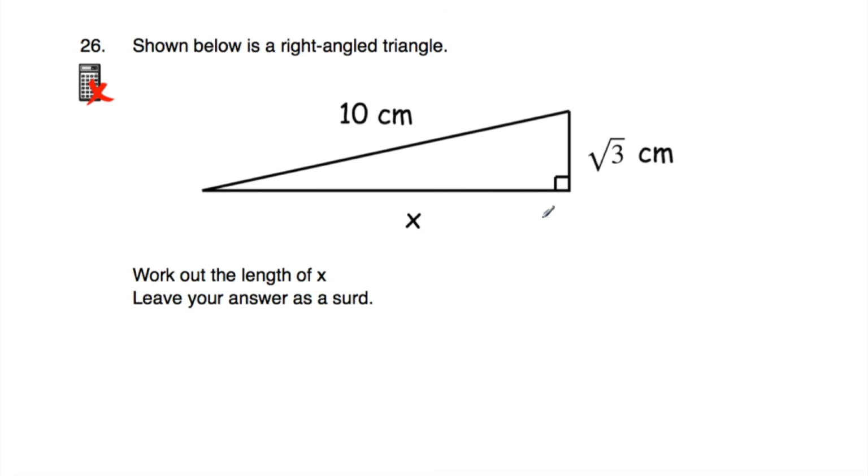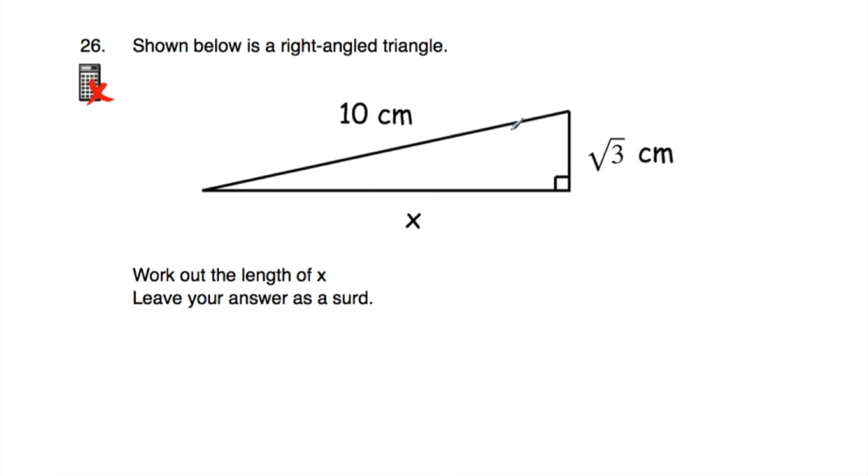As you can see, it's a right angle triangle. And we've been asked to work out the length of x, so we want to find the length of this side, and we've been asked to leave our answer as a surd. So leaving it as a surd means that we're going to leave it with the square root symbol in it. So we're going to be doing this question without a calculator, and we'll find the length of this side, and it should be the square root of something.